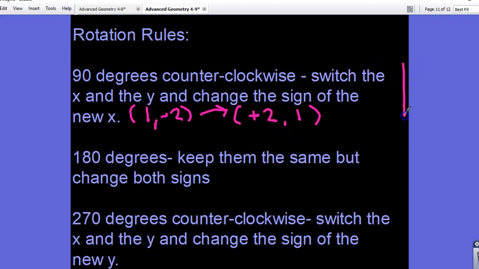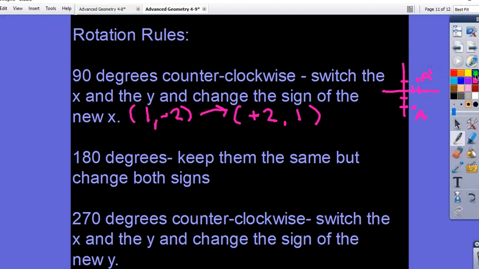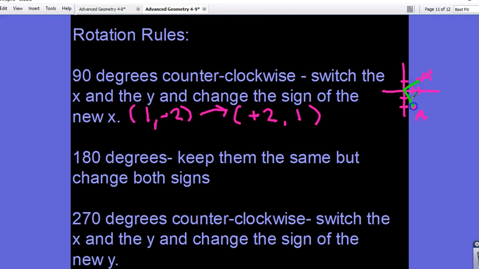So let's just draw what this looks like. If you had (1, -2), we'll call that point A. Your A prime is going to be (2, 1). Well, let's look at what this does. All right, so that's 90 degrees, and you're going counterclockwise, the opposite direction of a clock. Does that make sense? 90 degrees counterclockwise.